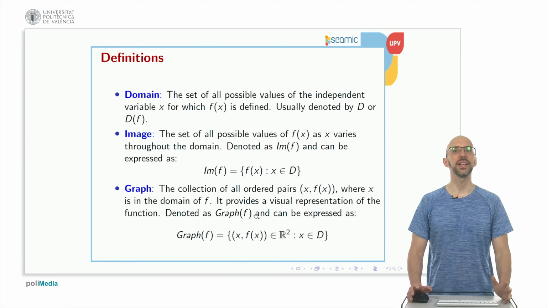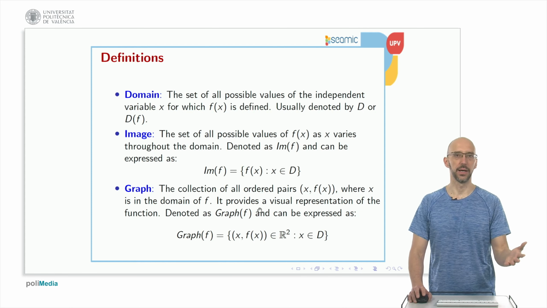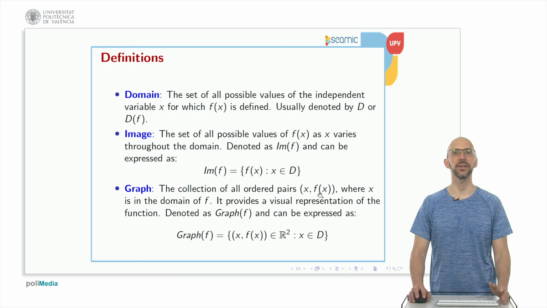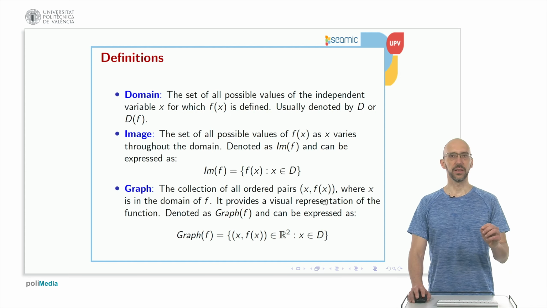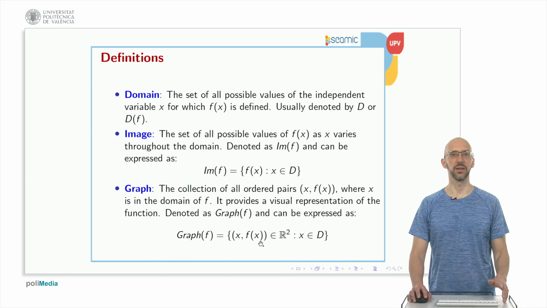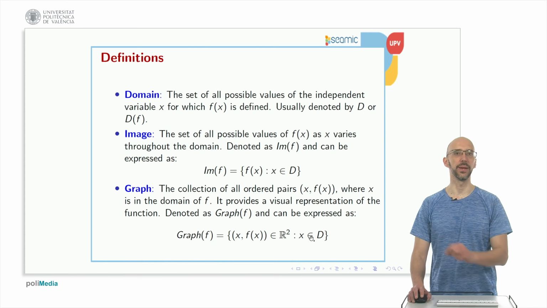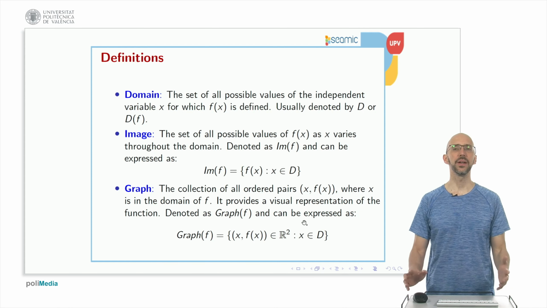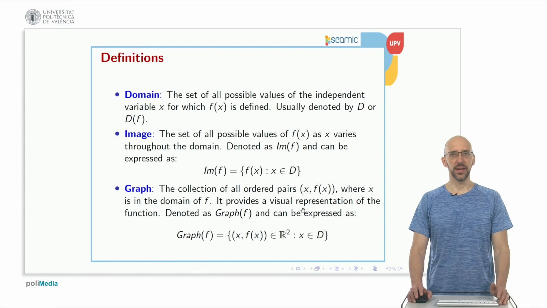And the graph is a set of pairs of the form (x, f(x)). That means that you are taking the independent variable and the dependent variable together, and this will be represented in a two-dimensional space. Normally the graph is denoted like this, as you can see here below. It is {(x, f(x)) in R^2} such that the values for x are taken in the domain of the function. Okay, they are very abstract ideas, but this is something that probably you have seen many times before.